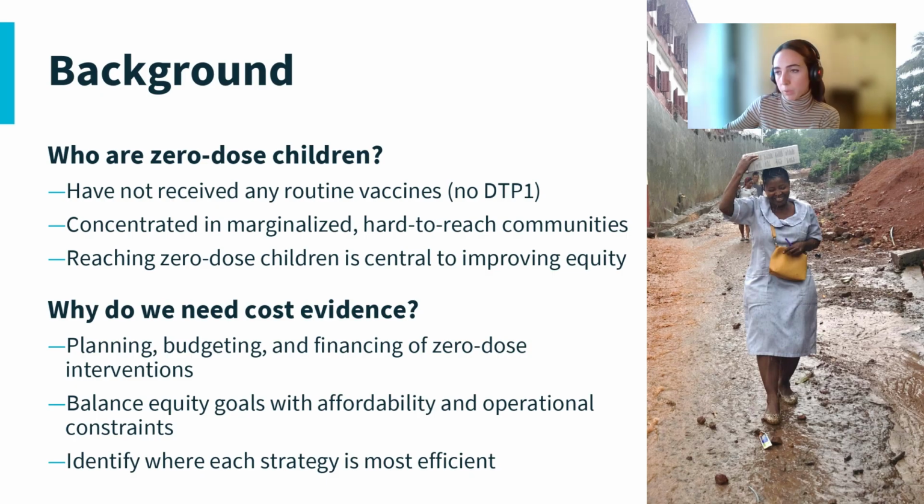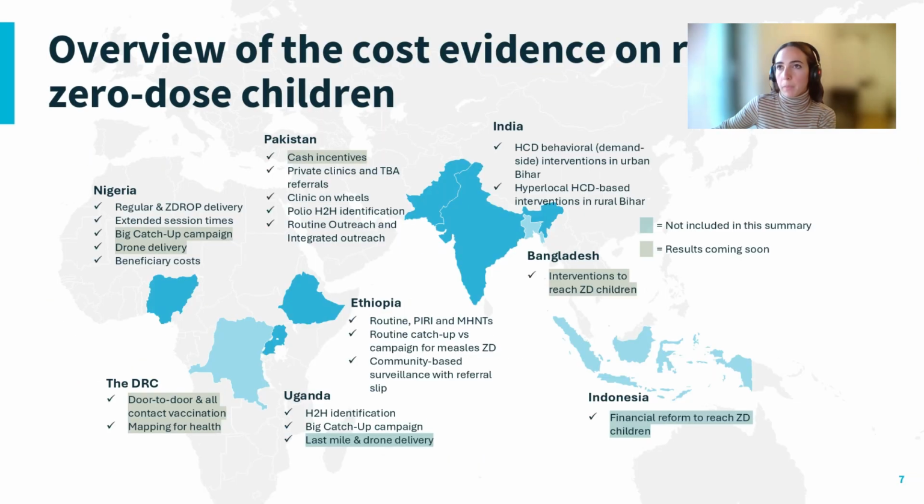Moreover, as we will see in the presentation, the cost of reaching them varies widely across contexts, and understanding differences in cost can help identify where each strategy is most cost efficient. So earlier this year, the Immunization Economics Community of Practice convened a pre-Congress meeting ahead of the IHEA Congress to share preliminary findings from the extensive body of work on the economics of reaching zero-dose children that has been ongoing for the last few years.